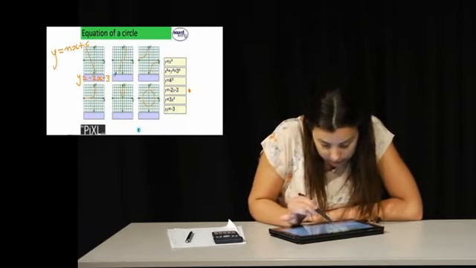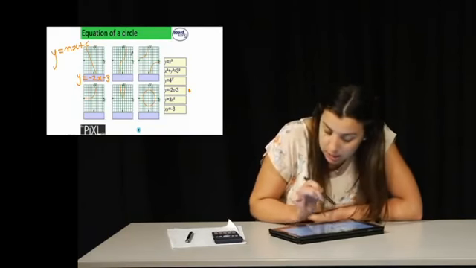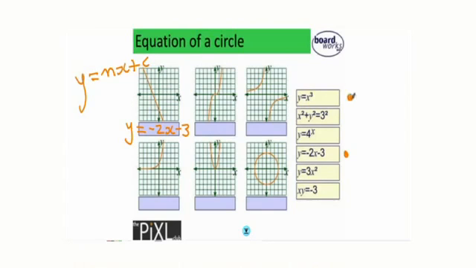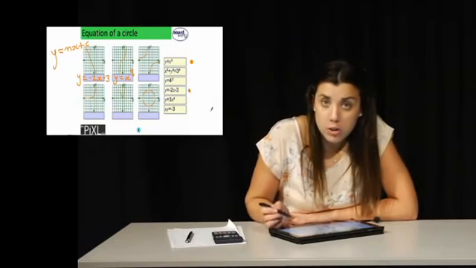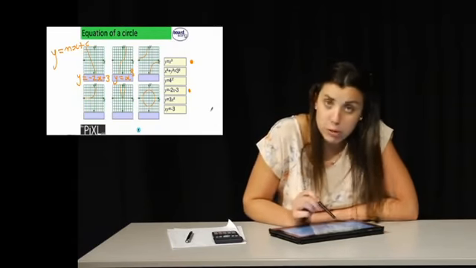Let's have a look at the next one. It's got that wiggle on it. That's going to be a cubic graph. So that's got to be this one here. Y equals x cubed. So the third graph we have is going to be a reciprocal graph.